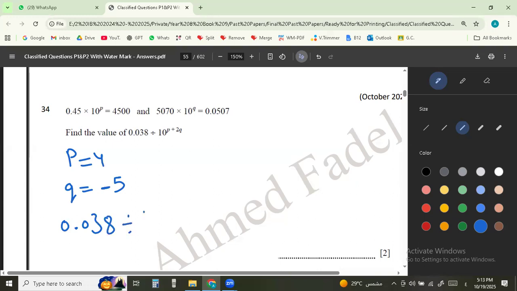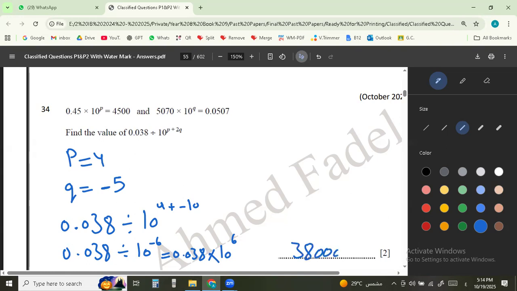This means 0.038 divided by 10 to the power of P is 4 plus 2Q means 2 times -5, which means -10. So it is 0.038 divided by 10 to the power of 4 minus 10, which is -6. Mister, this means exactly as if you're saying to me 0.038 times 10 to the power of 6, which is move the decimal point 6 digits to the right. It is 38, and I have 1, 2, 3 zeros.